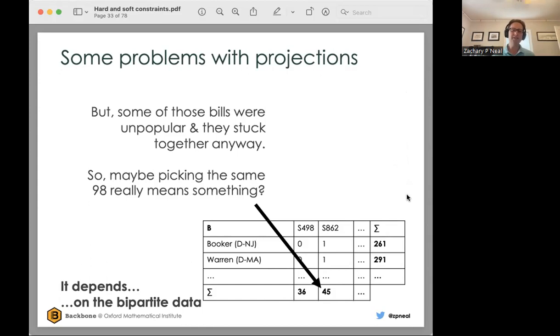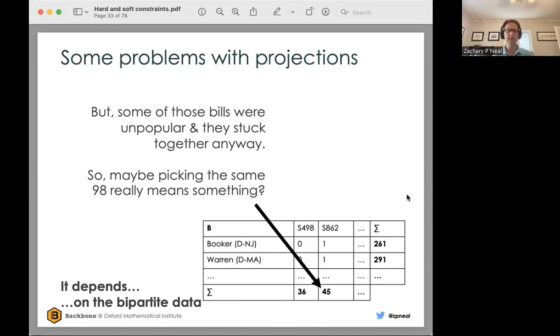The other feature we need to consider are the column marginals. In this context, these measure how popular the bills were, how many people sponsored each of these bills. So what we see is the bill that they did sponsor together, Senate Bill 862, the Paycheck Fairness Act, was not a particularly popular bill. Of the 100 senators in the US Senate, only 45 joined on and sponsored this. So it wasn't hugely popular, and yet they were willing to both stick their neck out for this bill.